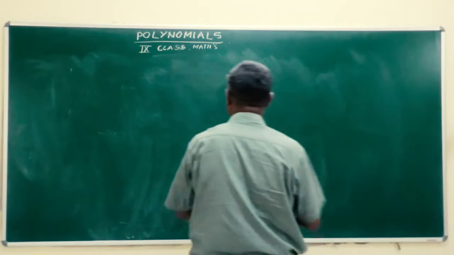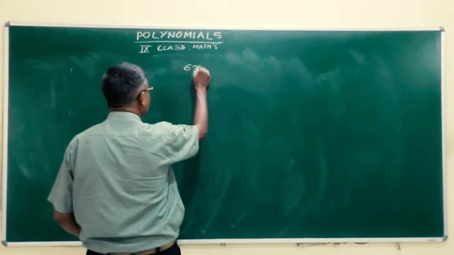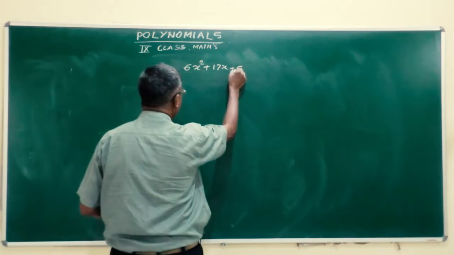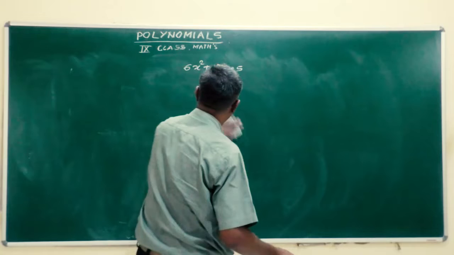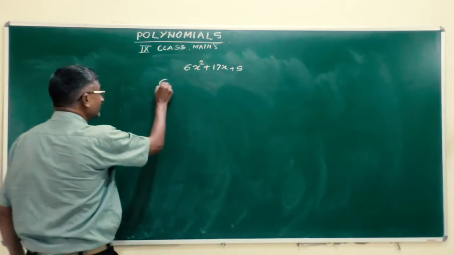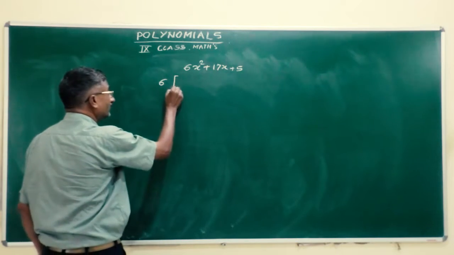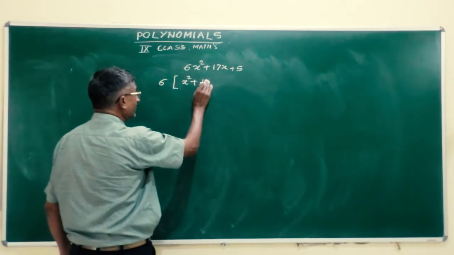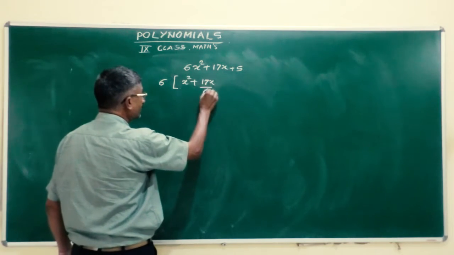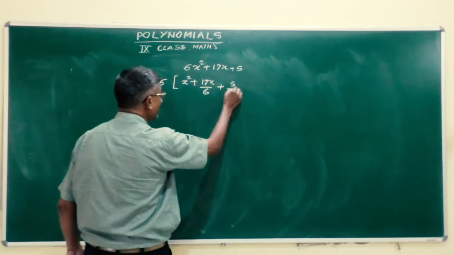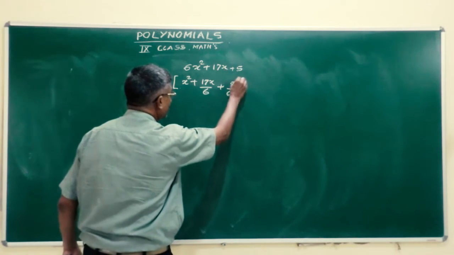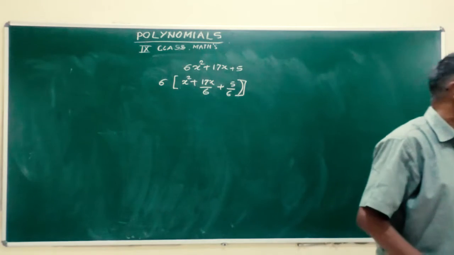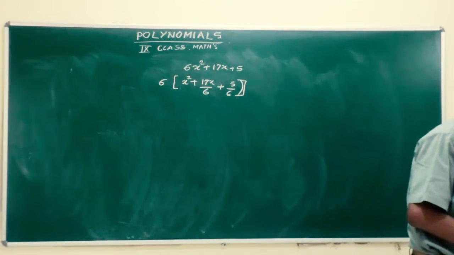Okay, 6x square plus 17x plus 5. We have to use the factor theorem. Okay, now 6 is common, so that is equal to x square plus 17x upon 6 plus 5 upon 6. Clear?